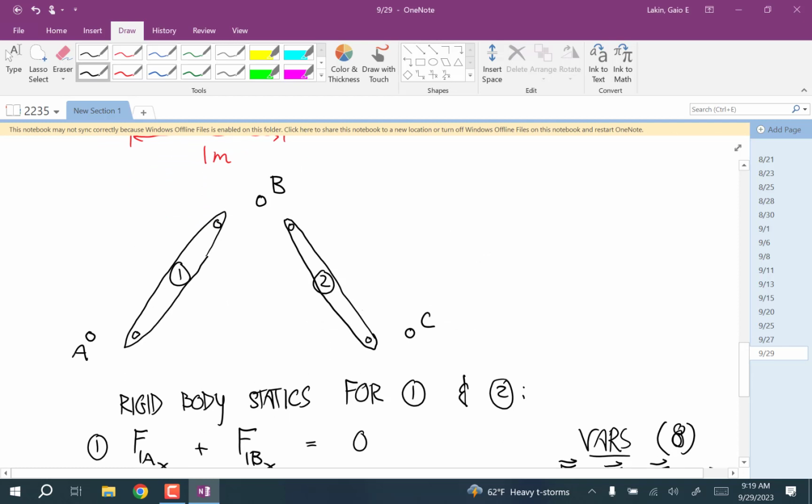There's going to be a force on A by member 1. That's okay. We can use Newton's third law to make that a variable we already have. But there's also going to be a force on A by the ground, okay? And that's a new variable. So let's see if there's a better thing we can do. Let's go up and look at B.